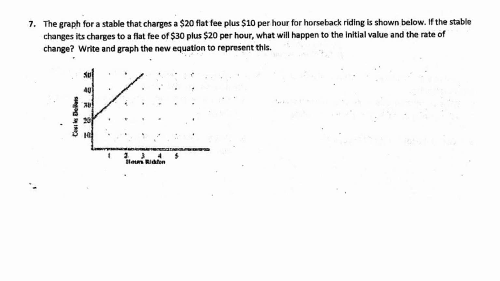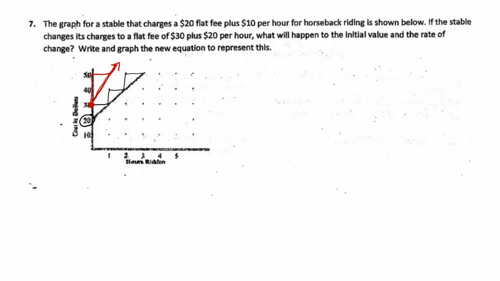Number 7, the graph for a stable that charges a $20 flat fee plus $10 per hour for horseback riding is shown below. So as you can see, it starts down here at 20 and it goes up 10 over 1, up 10 over 1, up 10 over 1. It follows that pattern. It's going to change. It says the stable changes its charges to a flat fee of $30, so that means we're starting at the 30, and it's doing $20 per hour, so up 20 and over 1.